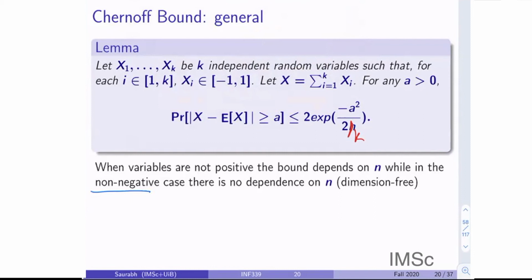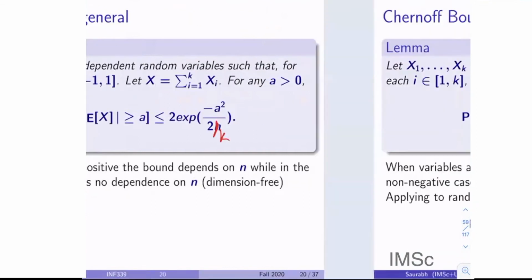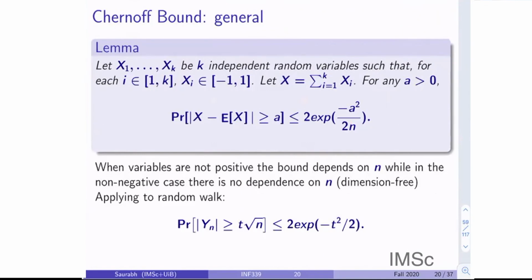Okay, so let's see some nice application, right? Look, our random variable is not taking negative quantity, so you can forget this n. So you can show it is 2 times expectation minus t square by 2, which is great.